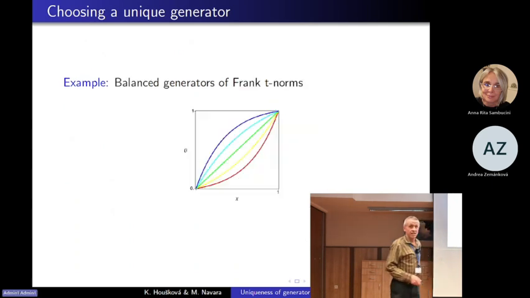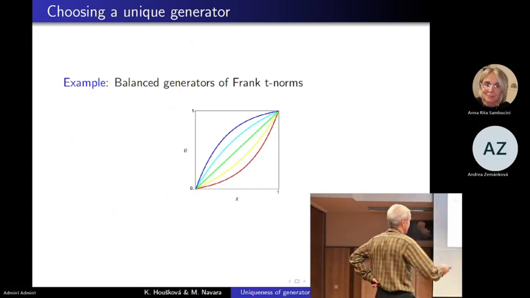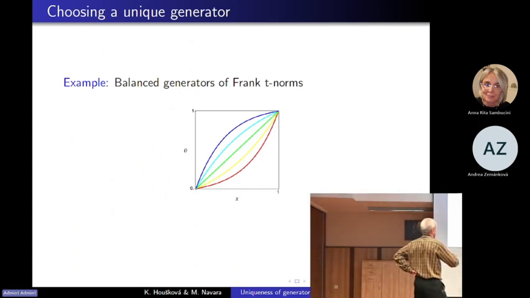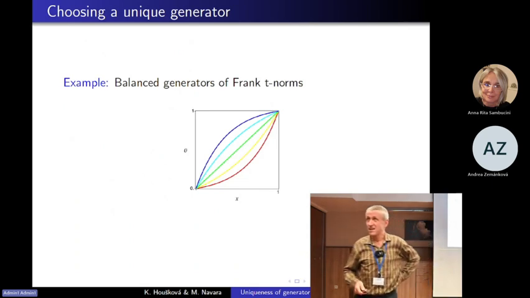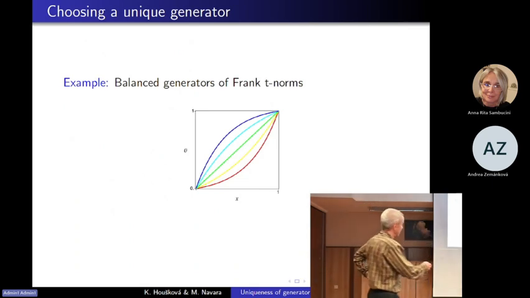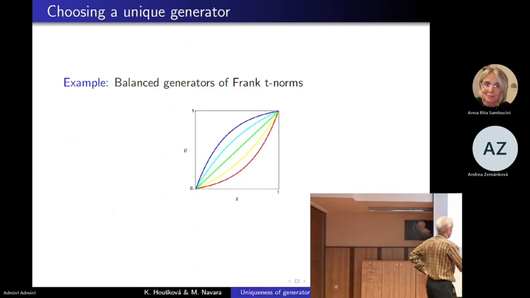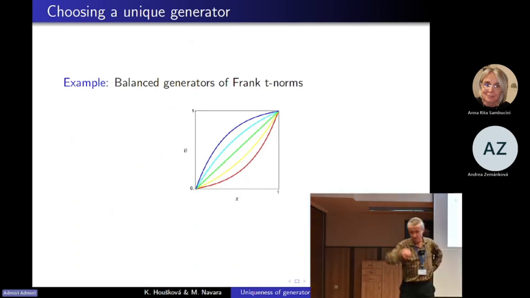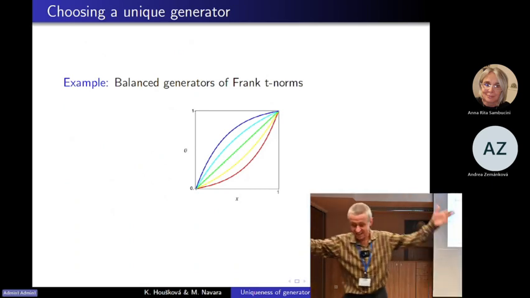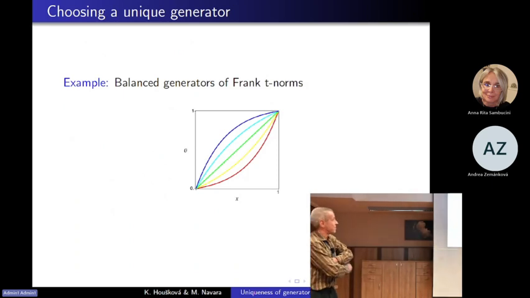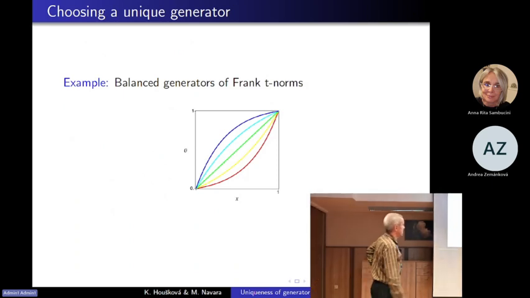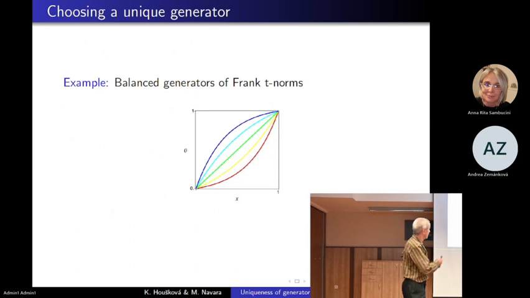Another example, Frank T norms have generic multiplicative generators which are already balanced. They have non-zero finite derivatives, different ones. So as you take them from the literature, Clement, Mesiar, Pap, they are balanced generators. So they do have them.